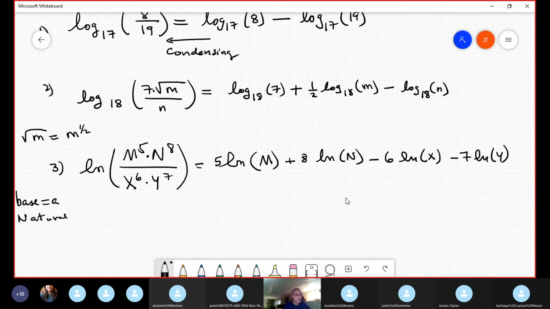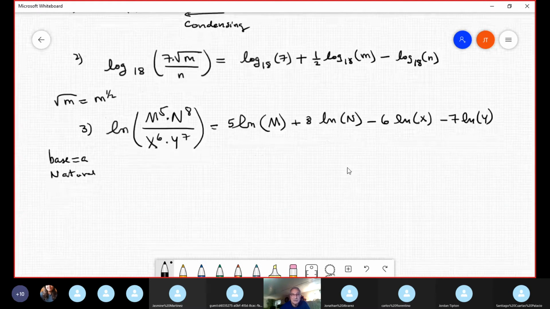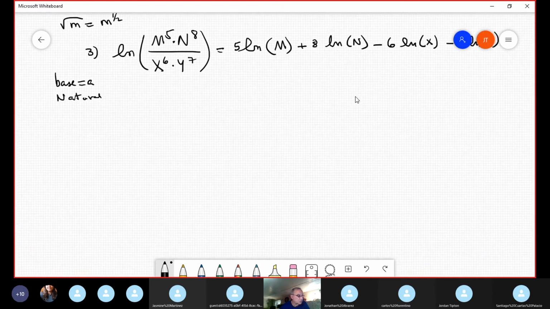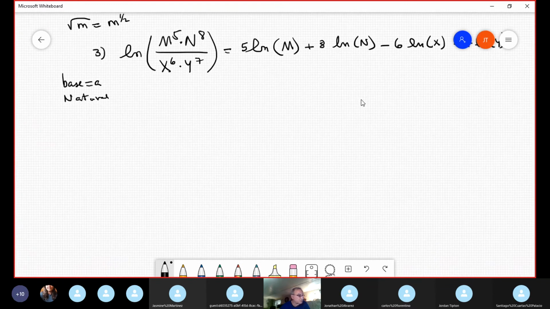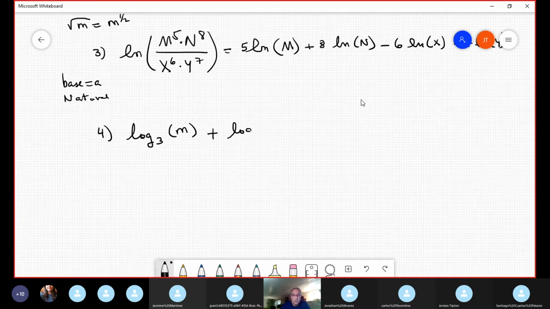Let me try another example, but in the opposite direction. Suppose I give you several logarithms, 1, 2, 3, 4, and you condense them into only one. Example 4 is log base 3 of m plus logarithm base 3 of m. What is my goal? My goal is to express it as a single logarithm.